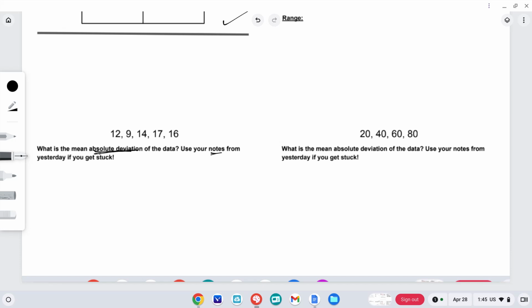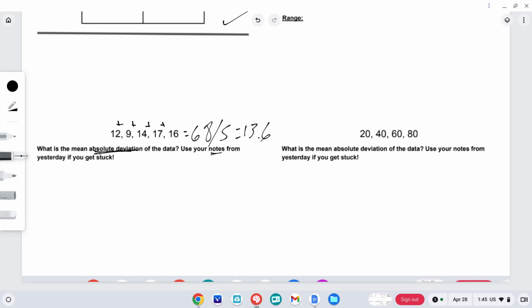Remember, our first goal is to find the mean. So we're going to start by adding all of these together, seeing what we get. Take a second, add them together. Pause it if you need to. You should have added them together to get 68. And there are 5 numbers, so we're going to divide by 5. We can see the mean is 13.6.